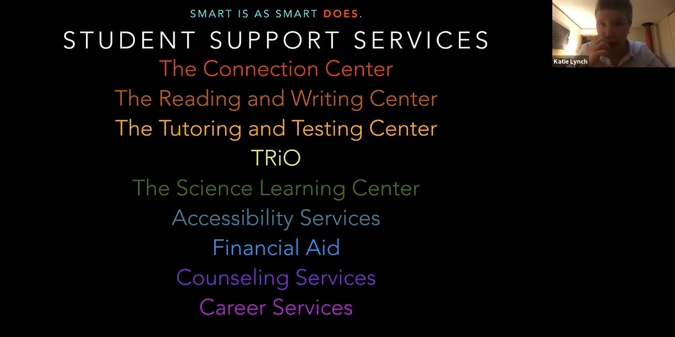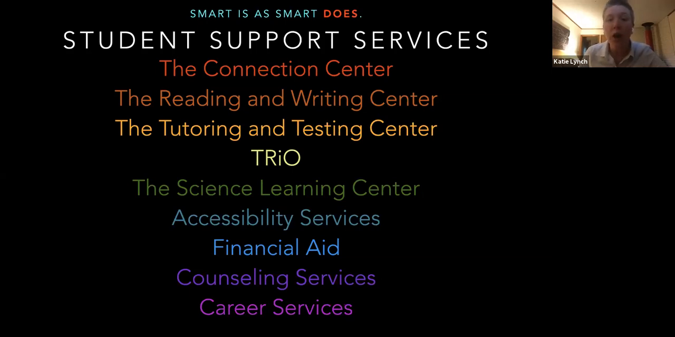So that's the Connection Center for things that don't have to do with academics. The Reading and Writing Center and the Tutoring and Testing Center we've talked about. So the Reading and Writing Center you go to if you are struggling to understand a text, right? You're struggling really with the reading comprehension, or more likely in your case, you're wanting help with writing, with a writing assignment. The tutoring center, you go to them when you want help with economics, when you want help with math, when you want help with biology or chemistry or physics, something like that, okay?